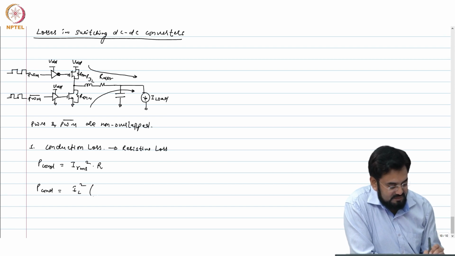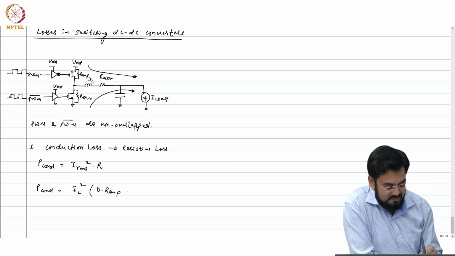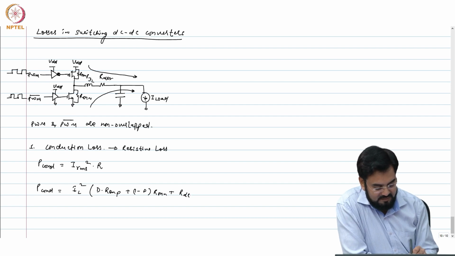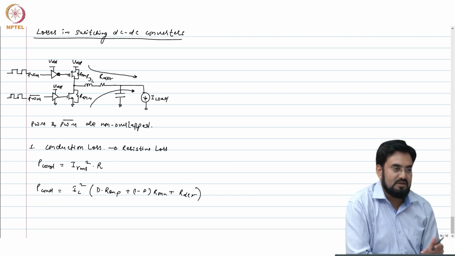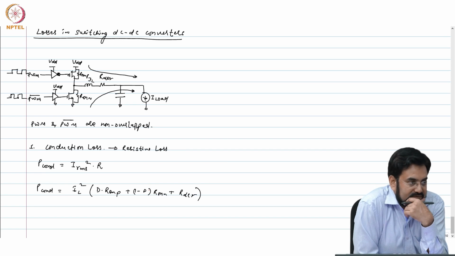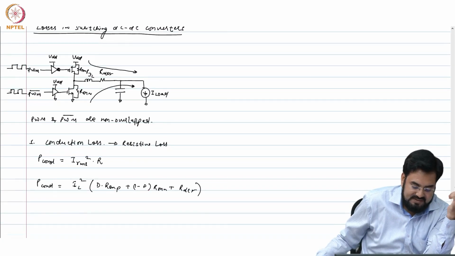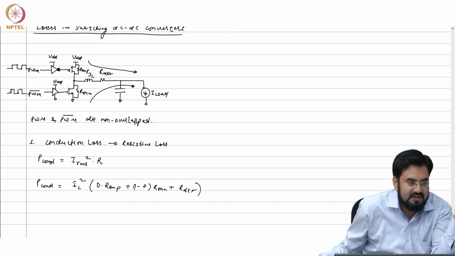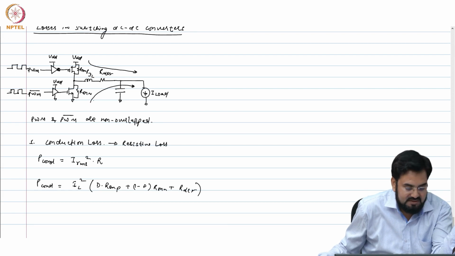Multiplied by R, what do you have? So you have D times R on P plus RDCR, plus 1 minus D times R on N plus RDCR. Okay, that's how, if you know the duty cycle, you can calculate the RMS losses. And RDCR is usually specified by the type of inductor you are using. If you look at the data sheet, it will tell you the RDCR number, and R on P, R on N comes from the design.